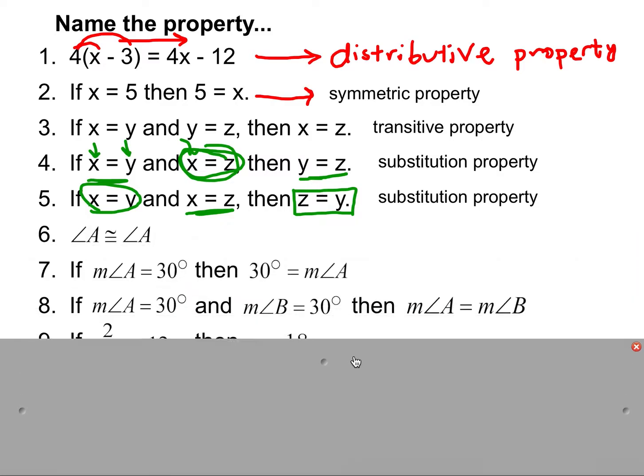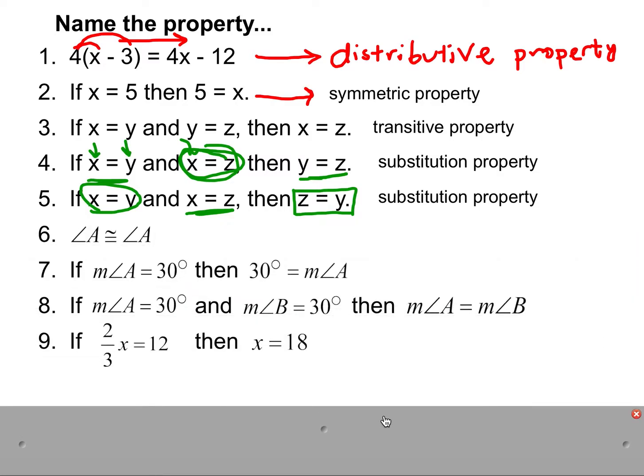Here's what I want you to do. I want you to go ahead and do each of these and try to do all of them at once. So pause the video, write these down, and try and guess them, and then play the video when you're ready to see them, and we'll go through them really quickly.